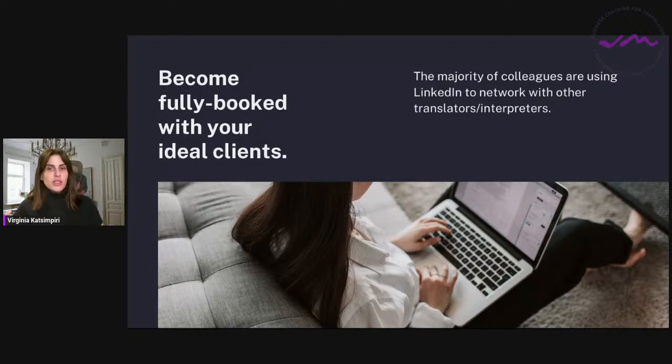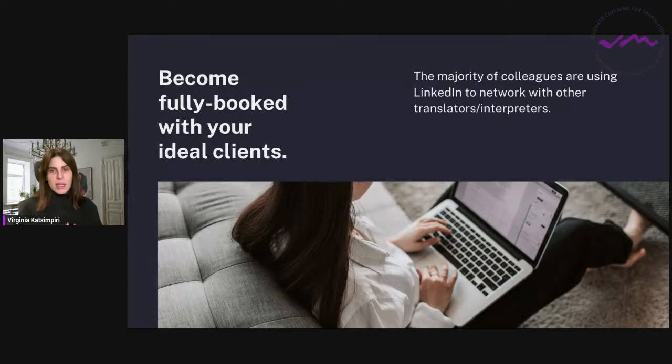The majority of colleagues are using LinkedIn to network with other translators and interpreters. Okay, that's another mistake. And I can tell you here, I don't consider it a mistake that you use LinkedIn to network with other translators and interpreters, as long as you're using that strategically, which means that you're telling me, Virginia, I'm going to use LinkedIn 50% to interact with my ideal clients and 50% with other colleagues because I would like to learn, okay, from other peers, or I would like, let's say, to find out more marketing opportunities or other conferences or whatever is going on in our industry. Some of them might be my potential clients, or I get referrals or potential jobs from other colleagues.